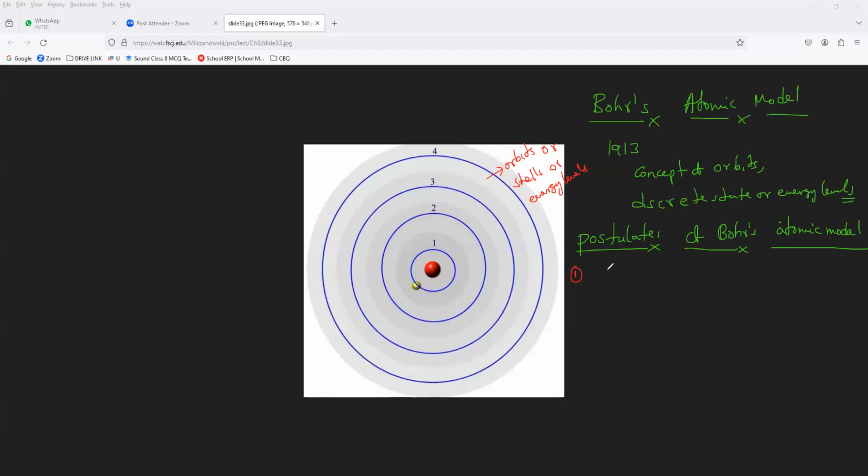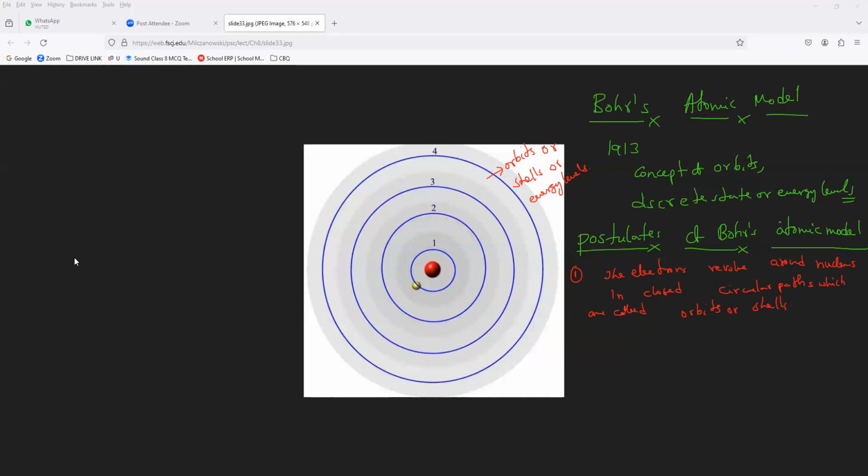Please write it. The electrons revolve around the nucleus in closed circular paths, which are called orbits, or shells, or what is another name, everybody? Energy levels. Do you understand, all of you? Now, this is the first point.